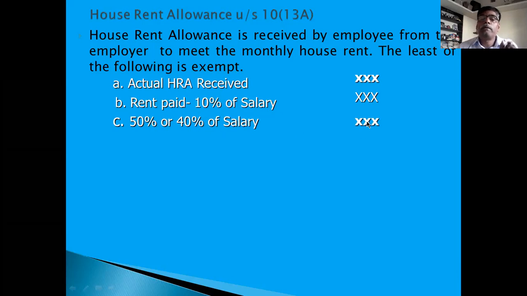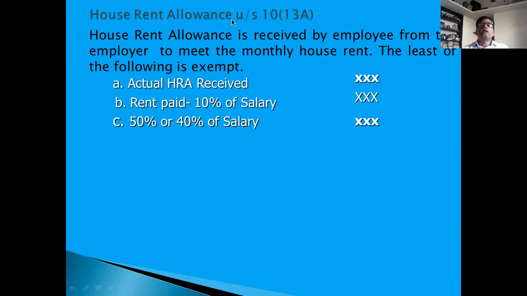This point you remember, 50% of salary is to be taken for the 4 metropolitan cities. 4 metropolitan cities means Delhi, Bombay, Calcutta, Madras. If your residence is in these 4 cities, you have to take 50%. And for the others than these 4 cities, 40% of salary is to be taken. Out of these 3, the minimum or least is exempted, remaining amount is taxable.